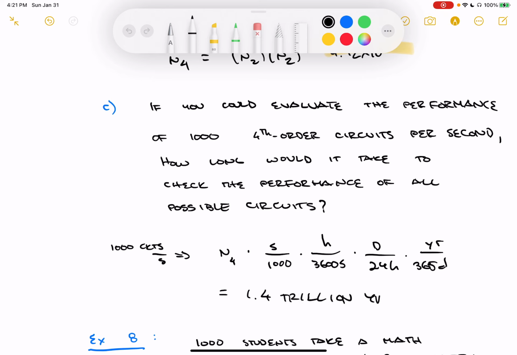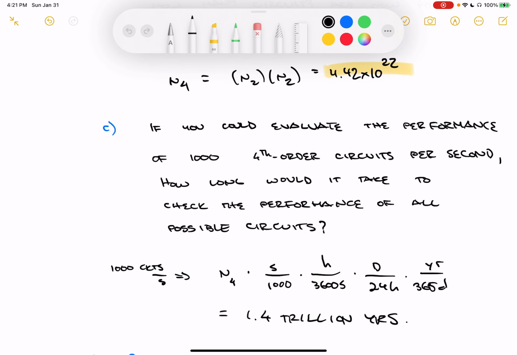All of a sudden, this education that you have, where you are able to design circuits only after 19 years of education, sounds like a pretty good deal, right? You're going to get a really good solution out of 19 years of education rather than trying to guess and check at a rate of 1,000 per second, and you'd have to go for way longer than the universe has been around. So 1.4 trillion years.